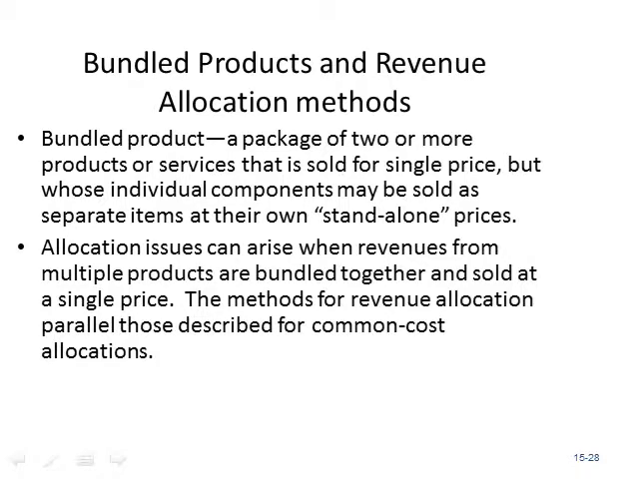So allocation issues can arise when revenues from multiple products are bundled together and sold at a single price. The methods for revenue allocation parallel those described for common cost allocations. Revenues are inflows of assets companies receive for products or services provided for customers. Revenue allocation occurs when revenues are related to a particular revenue object but cannot be traced to it in an economically feasible or cost-effective way.